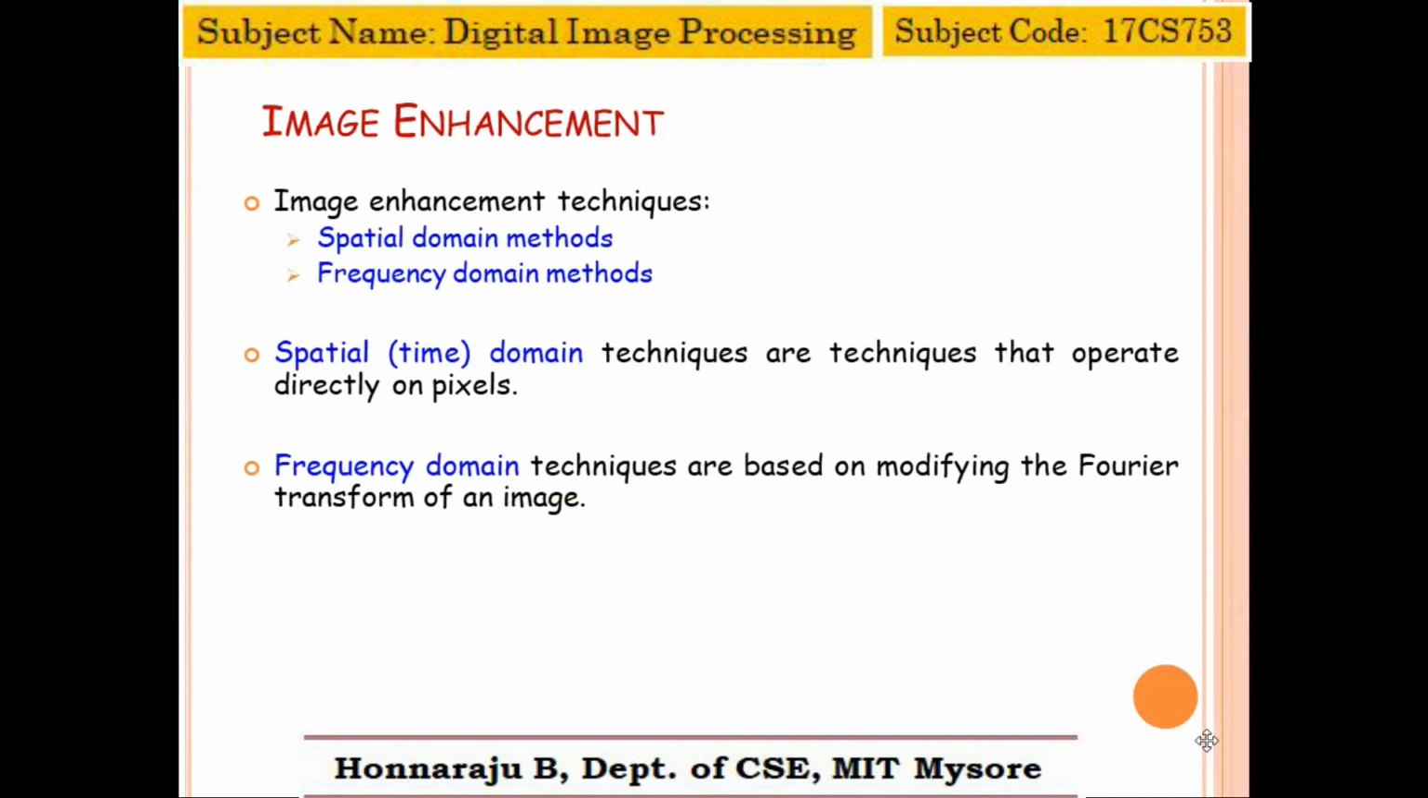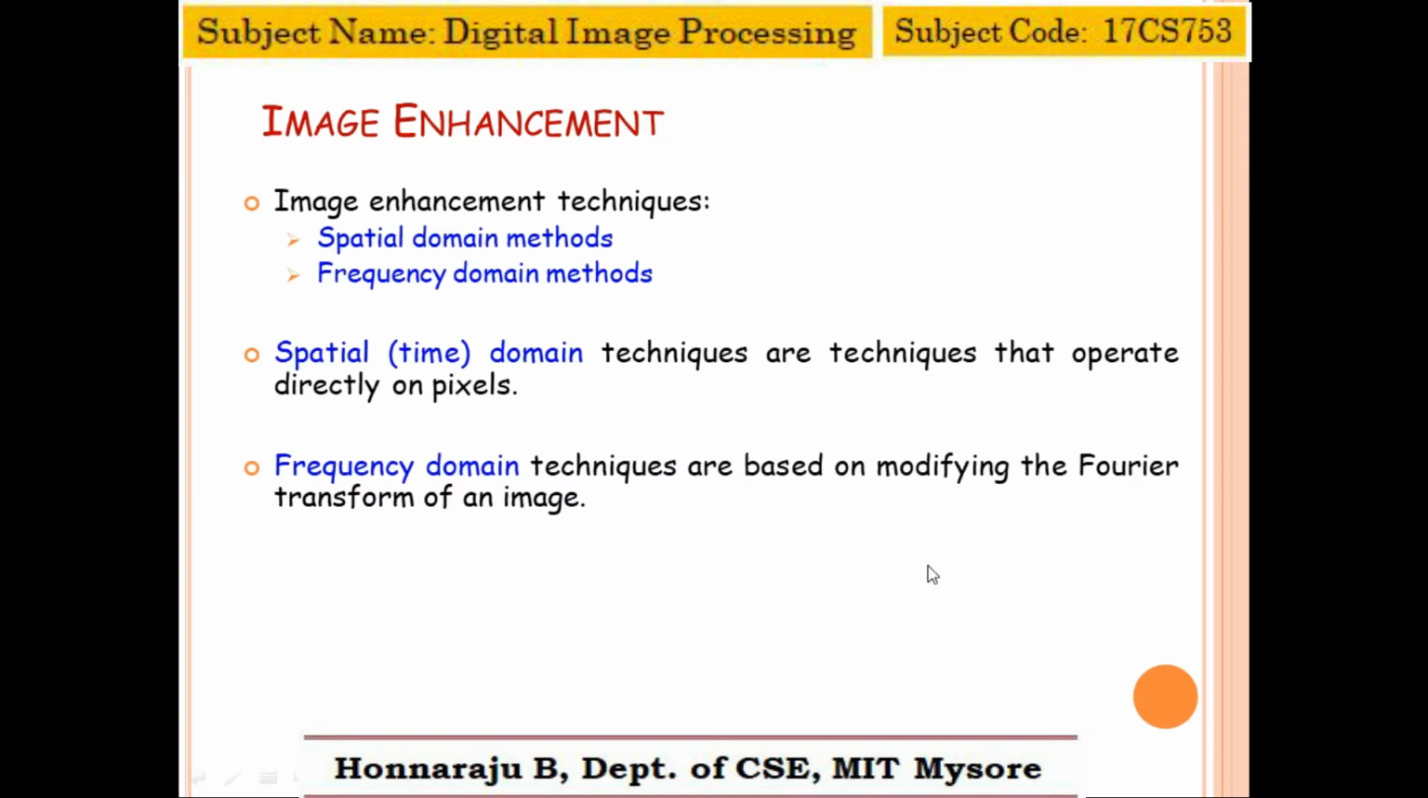Image enhancement techniques are classified into two categories. You already know that: spatial domain and the frequency domain. In the last module I explained the concepts of image enhancement using spatial domain. In the spatial domain we directly manipulate the pixel value. In the frequency domain we do the modification of Fourier transform. So frequency domain techniques are based on modifying the Fourier transform of an image.